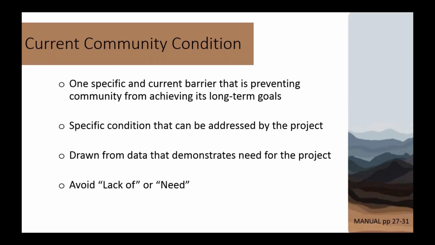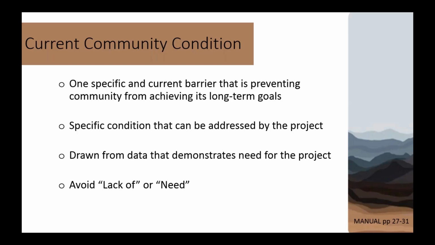So your problems may be that you have unsupervised latchkey children. You have, their grades are declining, they're not graduating from high school, or those types of things. That is your current community condition. And that's what you need to include in this section.